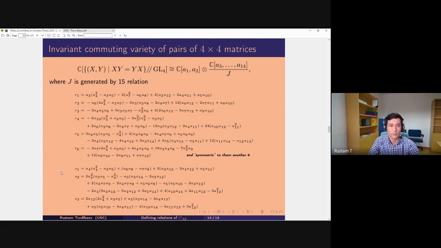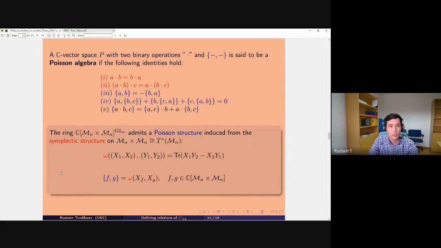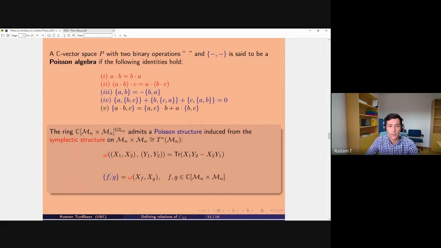Now let me talk about the Poisson structure. So before, let me just quickly review what a Poisson algebra is. It's just an algebra, a vector space with two operations. Here they are: a commutative associative operation and a Lie algebra operation, which also have a compatibility condition. And now this ring admits a Poisson structure because we have a symplectic form defined this way. And between the polynomials, we can define the bracket this way.